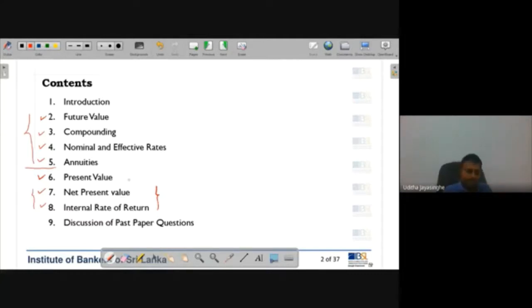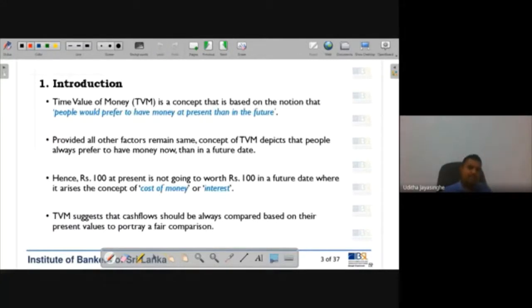With that introduction, let's move on to our subject area. Right. The blue colored text is the argument that I said at the beginning of the lecture. People would prefer to have money at present than at a future date.